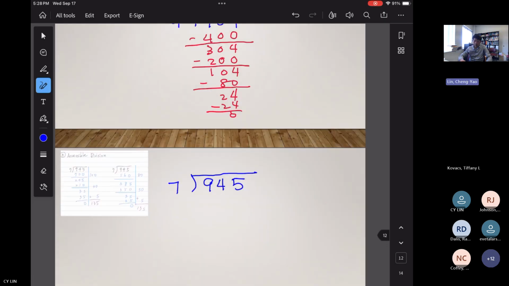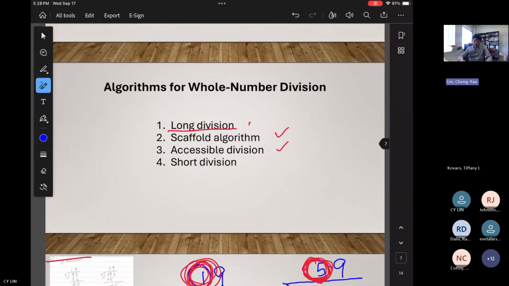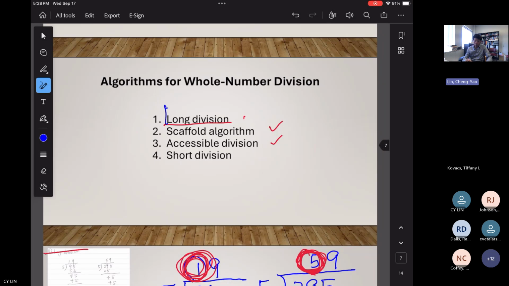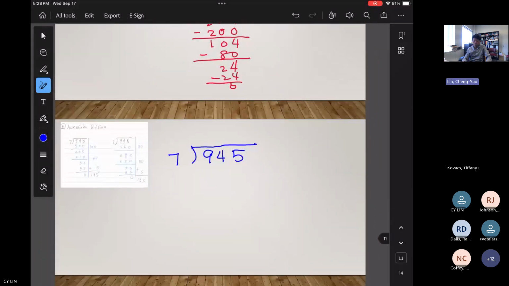Well, again, before I tell you about accessible division, long division is also called the English method. Some European countries do not use long division. They use accessible division, a lot. So I think this is a good one to introduce children to.